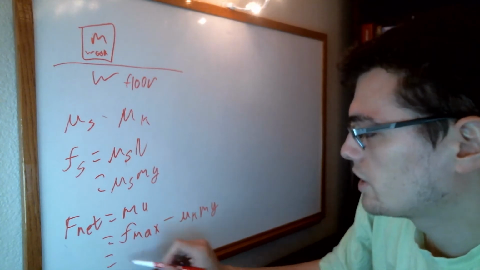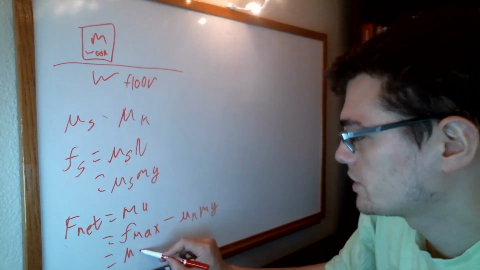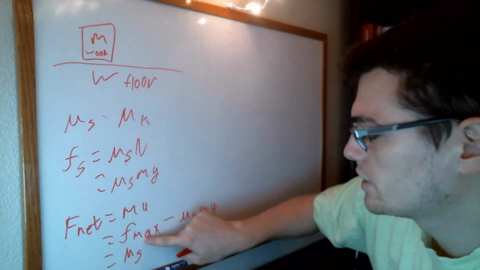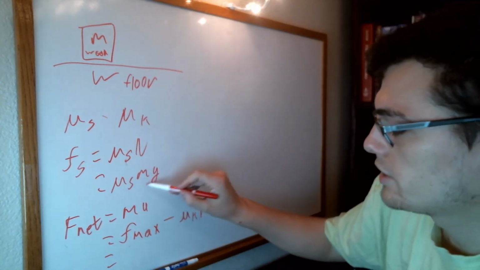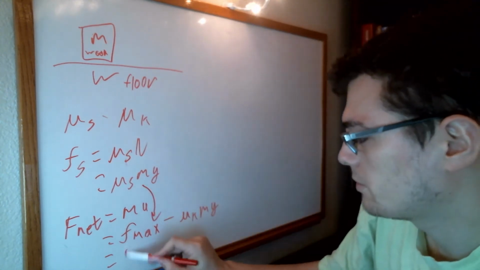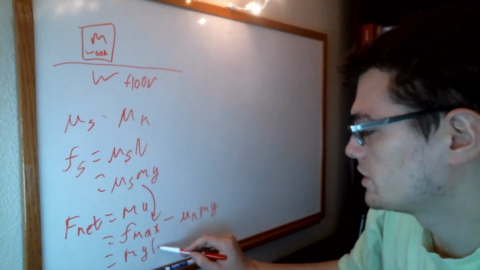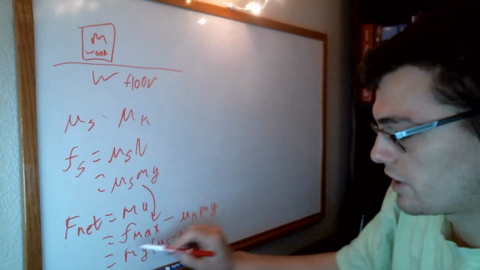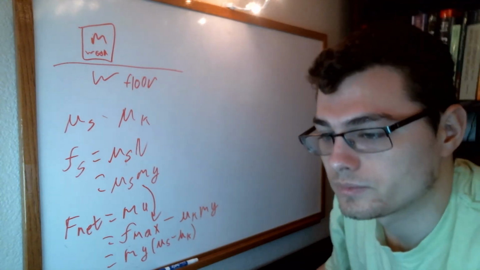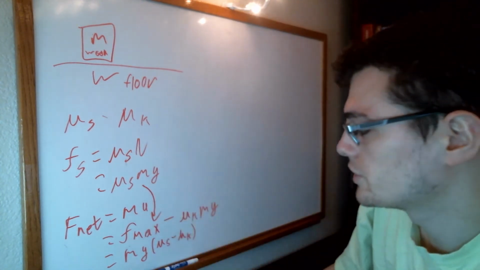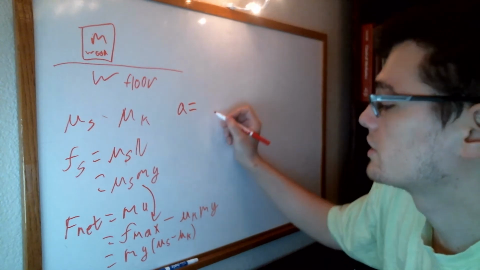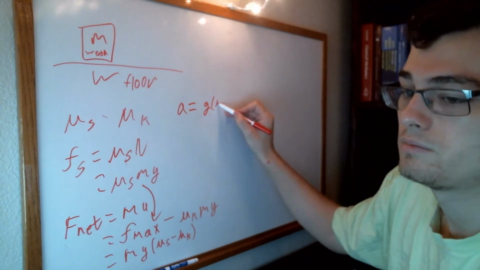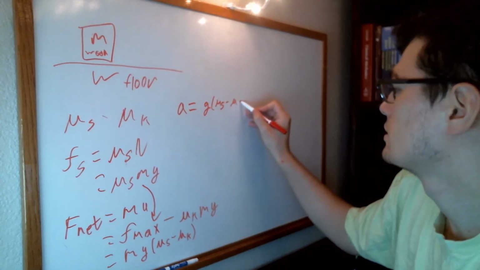And so then we know what F max is. This is going to be mu s mg. And so what we can do is plug this in, and we have a common factor that can come out. So we have mg times mu s minus mu k, because we just factored out the mg here. Quick and simple. We know that this is still equal to ma, so then the acceleration is going to be equal to g times mu s minus mu k.